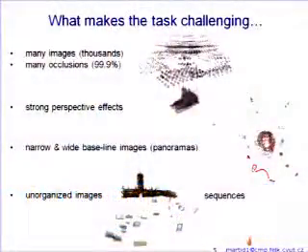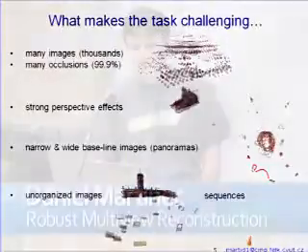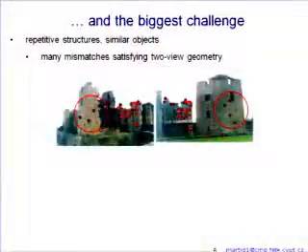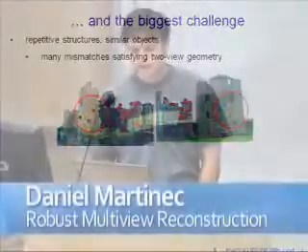And there is another challenge which is caused by repetitive structures and similar objects in the images. This means that there can be many mismatches which nevertheless satisfy the two-view geometry. So, for example, these 4 points happened to be quite similar to these 4 points, but they just accidentally lie on the corresponding epipolar lines. But these are different buildings.